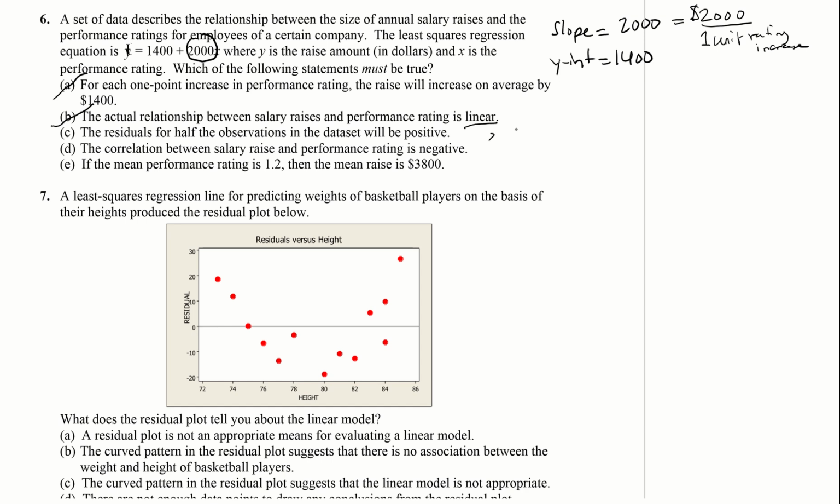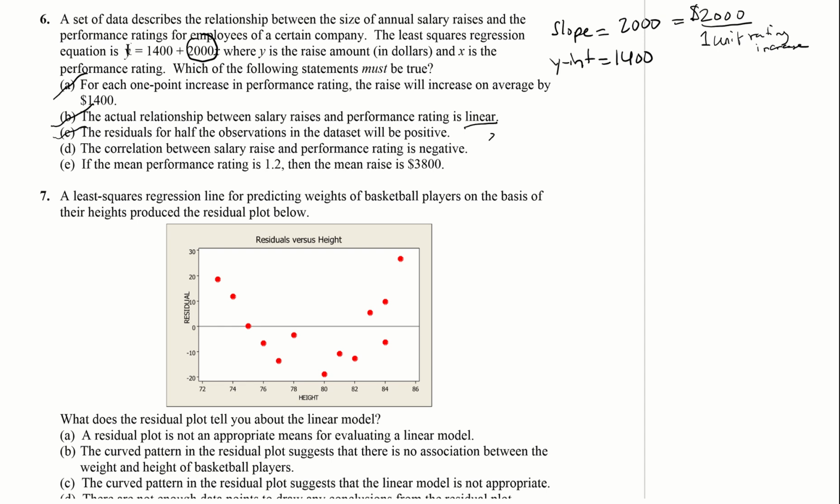The residuals for half the observations in the data set will be positive. Again, we don't have any information on the residuals being positive or negative. This is not necessarily going to be the case, right? It depends on the model and the data.